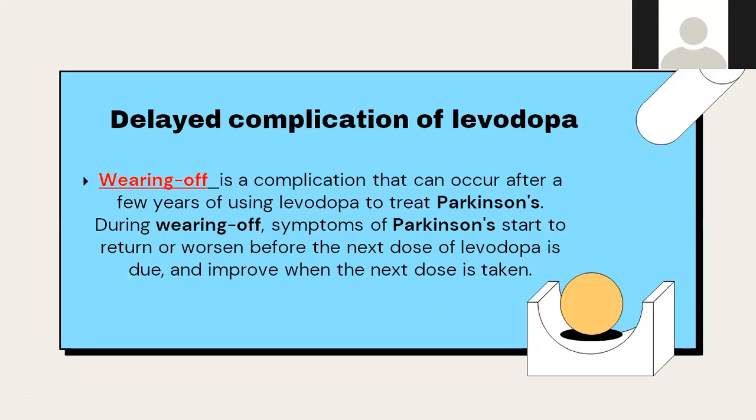Then we have delayed complications of levodopa. That includes wearing off. What is wearing off? It is a complication that can occur after a few years of using levodopa. During wearing off, symptoms of Parkinson's start to return or worsen. Means you have started to stop it, but what happens is that the symptoms of Parkinson's start to return or worsen before the next dose of levodopa.